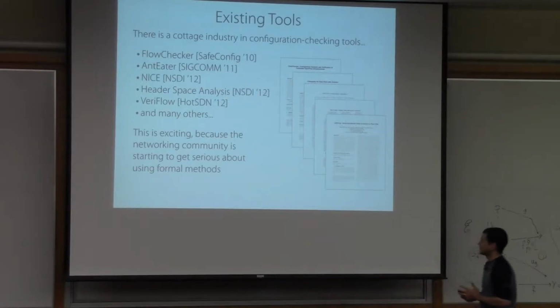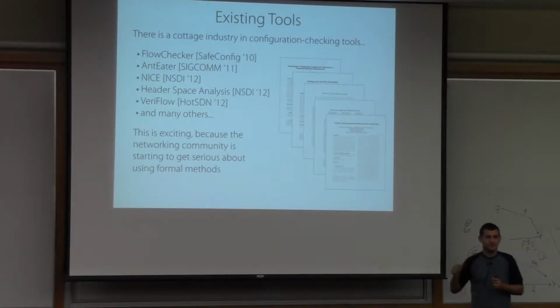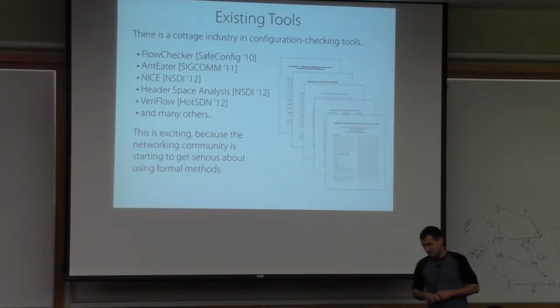So some of the earliest work is a system called Flow Checker out of, I think, North Carolina, a system called Anteater out of UIUC, a testing tool called NICE out of Princeton and EPFL, header space analysis out of Stanford, that was one of the high-profile systems, and Veriflow, again, out of UIUC. So all of these tools either do some kind of systematic testing of network behavior or even verification of certain kinds of properties.